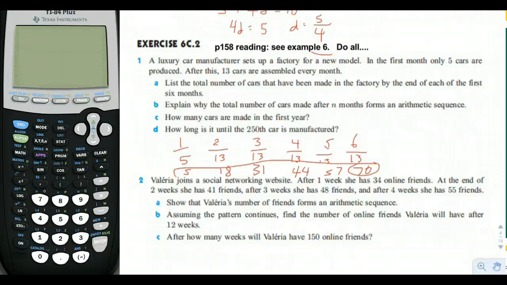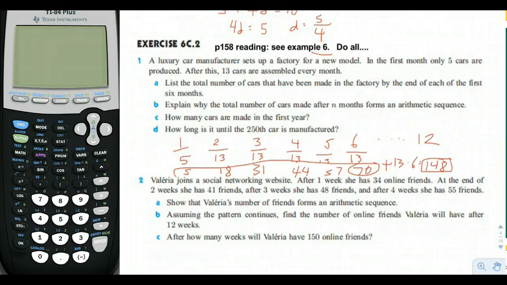Okay. C, how many cars are made in the first year? Okay, so that would be, if we extended this all the way to 12, then that would give us the whole number. In 6 months, we can make 13 cars per month. We would add 13 times 6 to that to get, after 12 months, 78 plus 70, which would be 148, right?